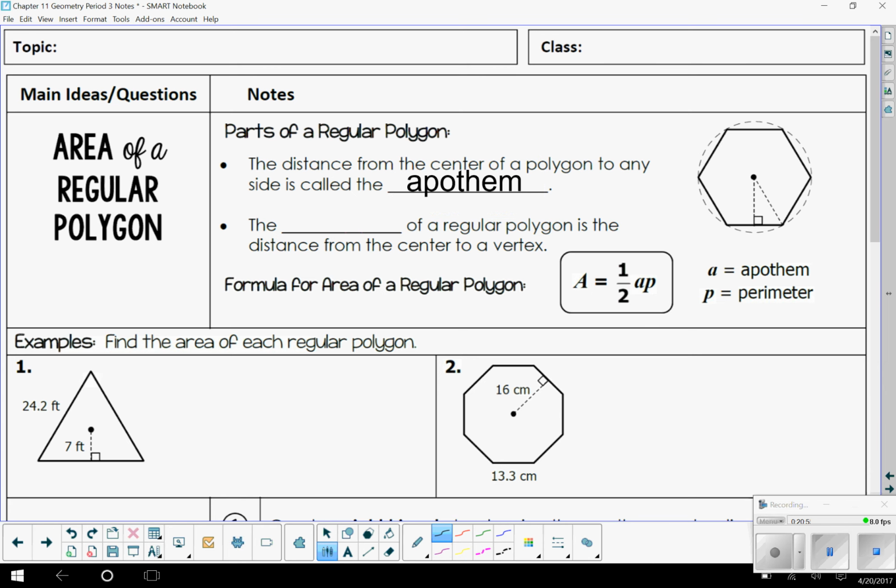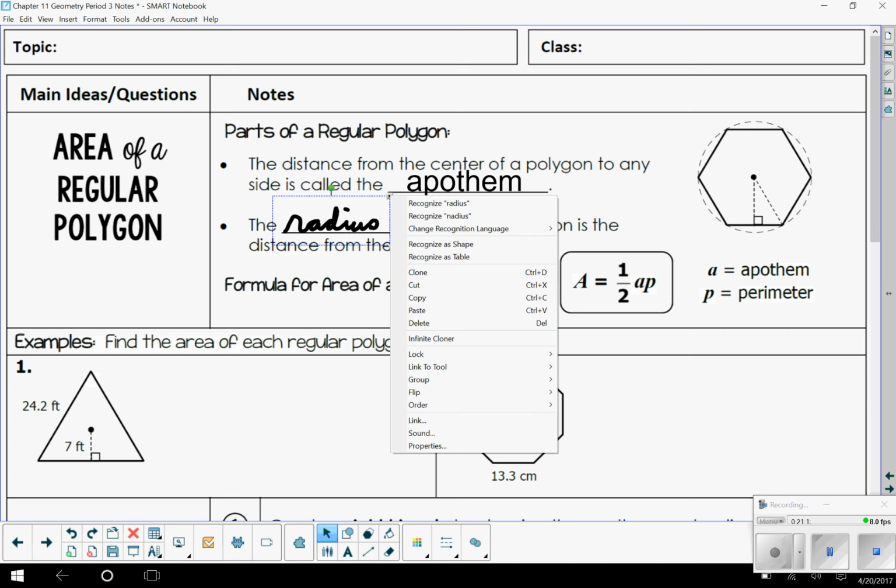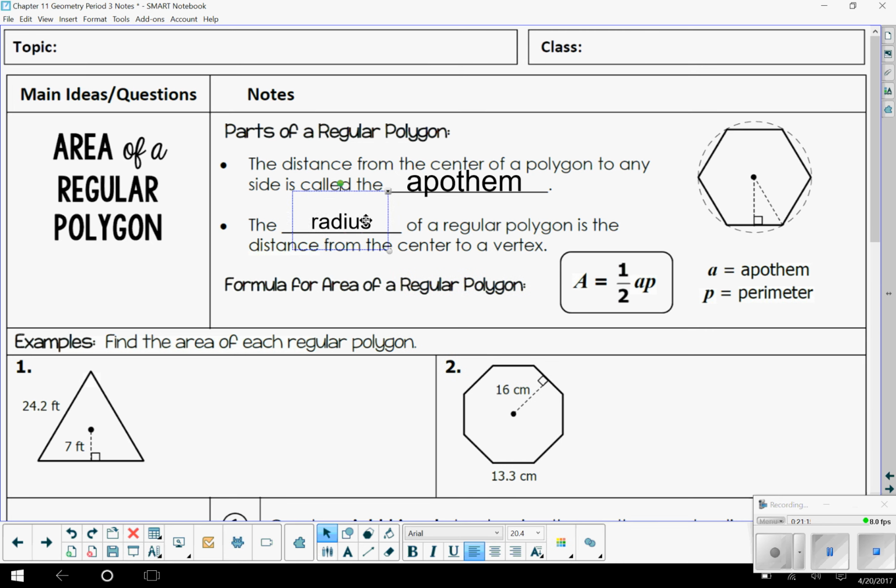The distance, wait, sorry. The radius of the regular polygon is the distance from the center to the vertex. So it's really, really important for you guys to see that off to the right here, this is your radius, and this guy right here is your apothem.